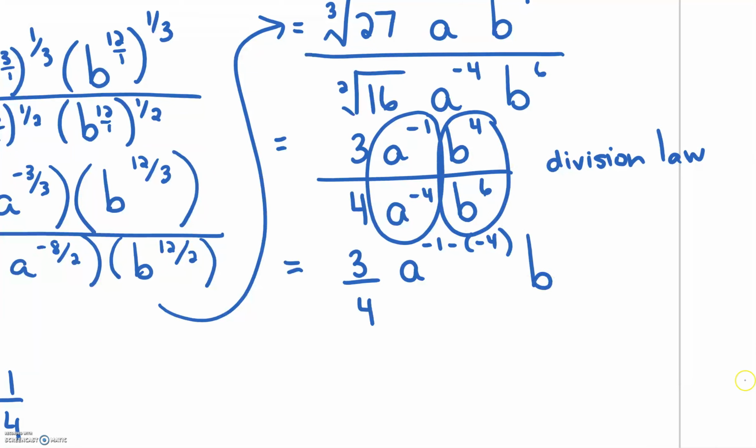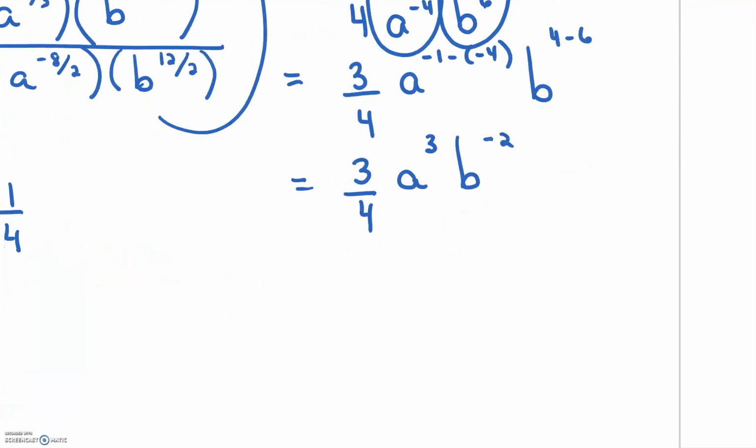So again, I keep the same base and I subtract the exponents. So moving on from this, we have 3 over 4, a to the power of negative 1 plus 4, which is 3, and b to the power of negative 2. Still not done, because we have a negative exponent. So these are the secondary exponent laws, as I like to call them. So we have to take care of this negative exponent.